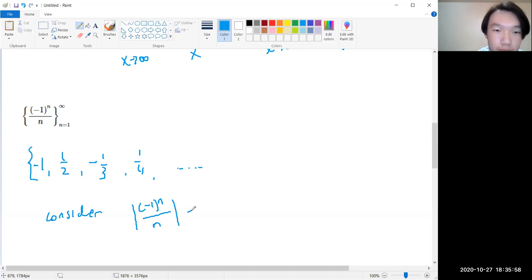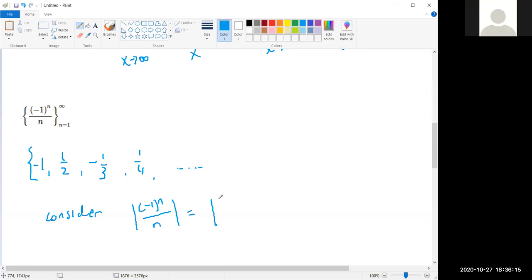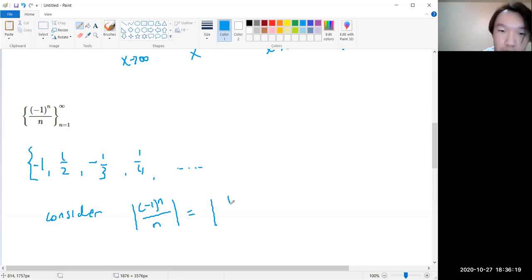So if you were to take the absolute value of this particular sequence, the -1 to the nth power in the numerator, all that does is it alternates the signs, right? It makes it positive or negative. If you were to take the absolute value of everything, that basically cancels out anything that the numerator does. So it just becomes 1 over n, right?